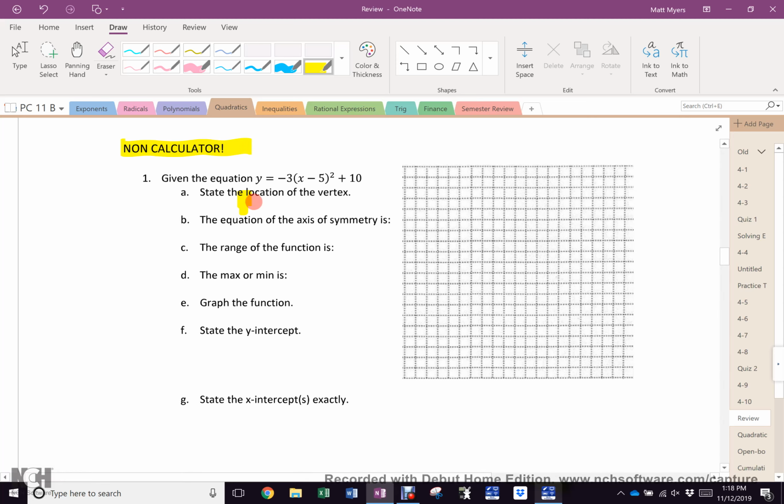Vertex 5, 10, 1 mark. X equals 5, 1 mark. Range, not X, you idiot. Y is less than or equal to 10 for 1 mark. Max or min, it is a max, 10 at x equals 5, for 1 mark. Graph the function.